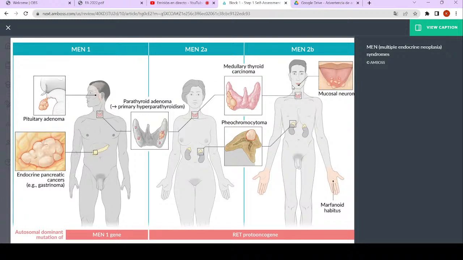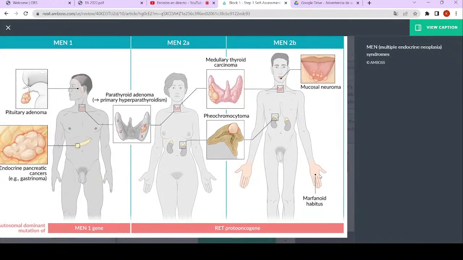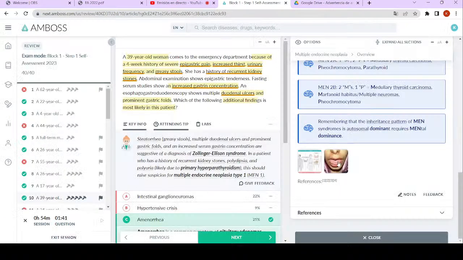And MEN 2A and MEN 2B. MEN 2A and MEN 2B have both in common the pheochromocytoma and the medullary thyroid carcinoma. But the MEN 2B have the mucosal, sorry, neuromas and the Marfanoid habitus. So that's it. Good review for MEN. This is a mucosal neuroma of the MEN 2B.